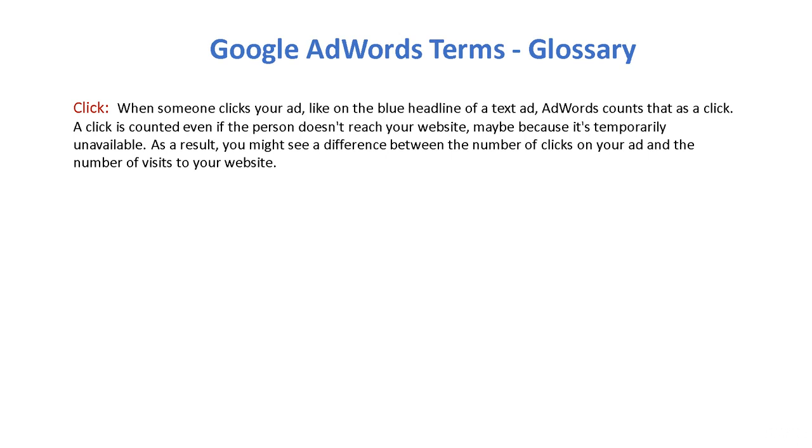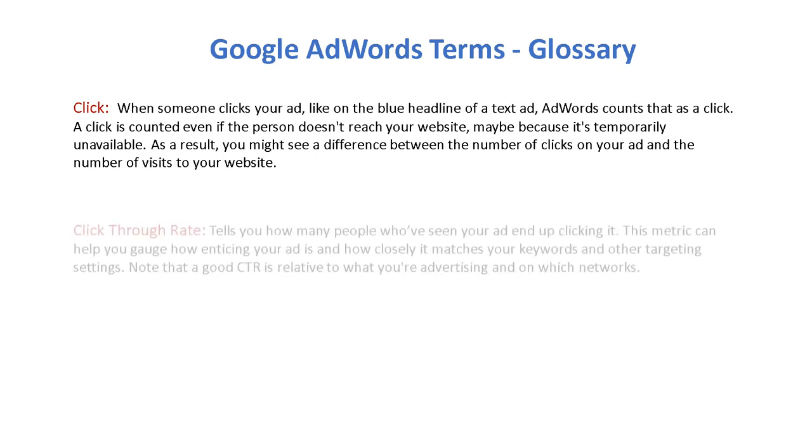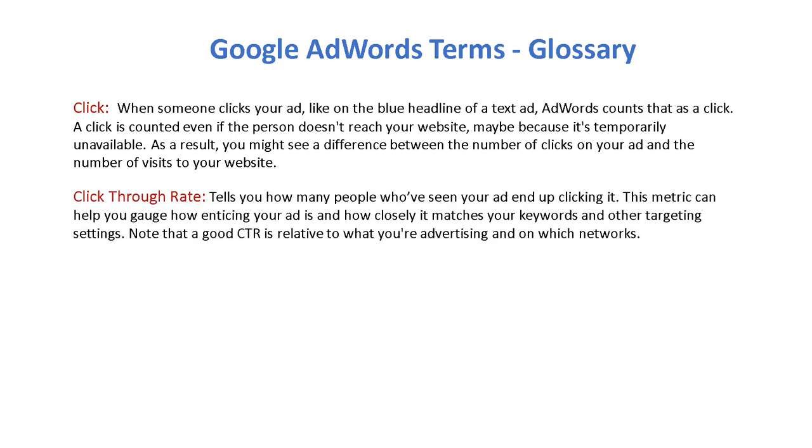In your account statistics, you'll see the click-through rate, or CTR, which tells you how many people who've seen your ad end up clicking. Note that a good CTR is relative to what you're advertising on which networks. To help increase your clicks and CTR, start by creating great ad text and strong keywords to make ads that are highly relevant and very compelling to your customers.